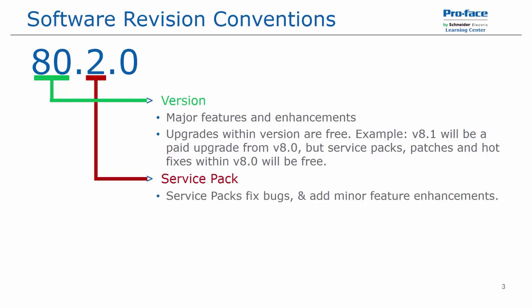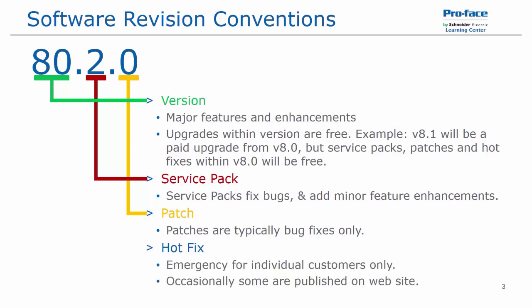The second group are service packs. And the service packs usually have bug fixes and will add some minor feature enhancements. And the last group are patches, and these are typically bug fixes only. There is a fourth group that is not listed on this revision convention, and those are hot fixes. Those are emergency fixes for individual customers only. Occasionally they will be published to the website or could be rolled into future releases of patches, service packs, or versions.